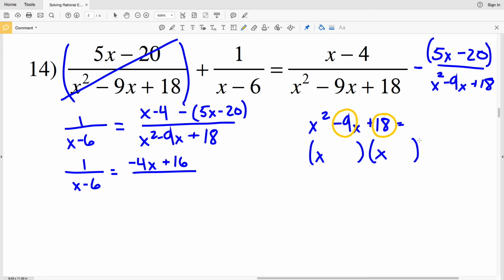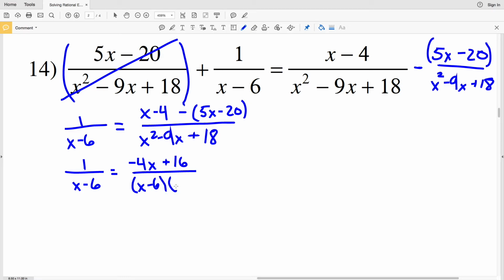We also have a 3 and 6, which, if we take negative 3 and add it to negative 6, we'll get that negative 9, and a negative 3 times a negative 6 is a positive 18. So the numbers we're looking for are x minus 6 and x minus 3. That would give us x squared minus 9x plus 18. So I'm going to rewrite x squared minus 9x plus 18 as x minus 6 times x minus 3. So rewriting that in the denominator, x minus 6 times x minus 3.